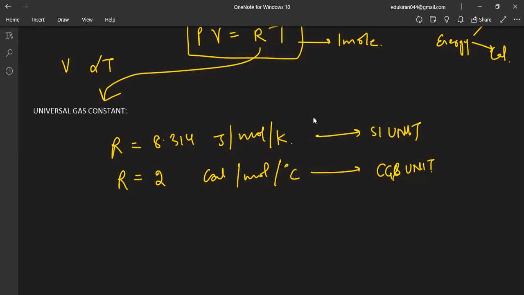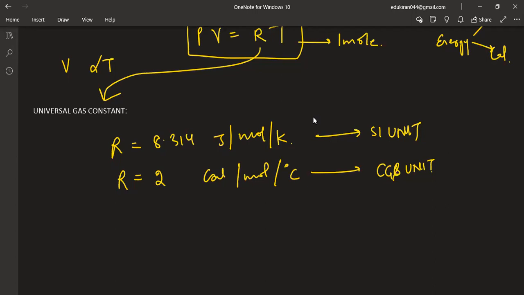You will see other units. If the energy unit is mentioned in calories, directly use 2. The answer also becomes easier and the calculation is trivial. In the options, if you see the final unit is given in CGS, then directly put it as 2. If not, then put it as the proper 8.314. Many times by just putting 8 also you get your answer from the options.